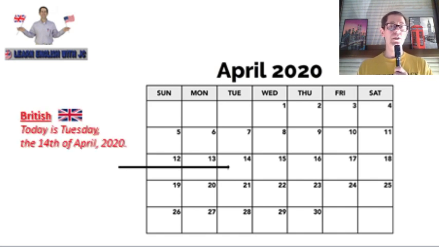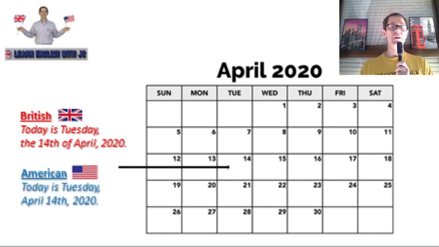You can use the British version to say the day, and you pronounce it: today is Tuesday, the 14th of April 2020. It's up to you how you say the year. And the American version, they say: today is Tuesday, April 14th, 2020.